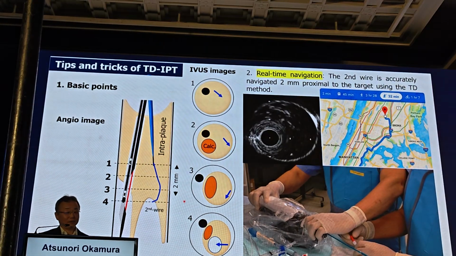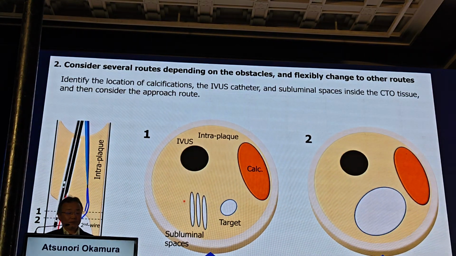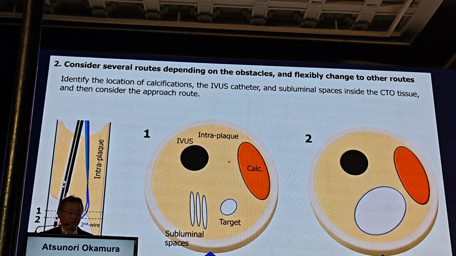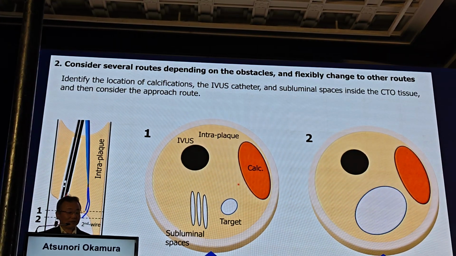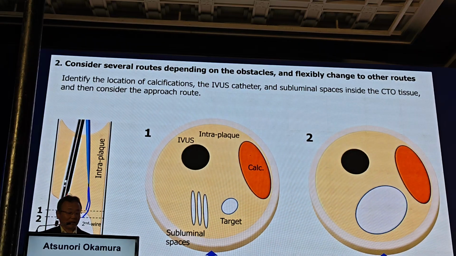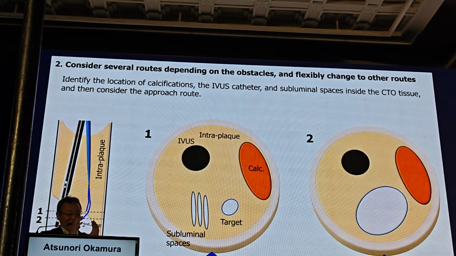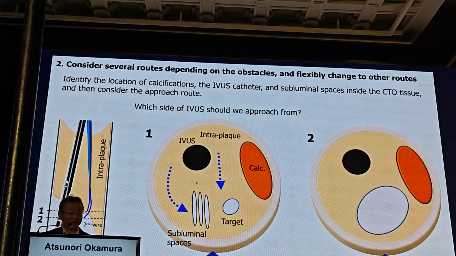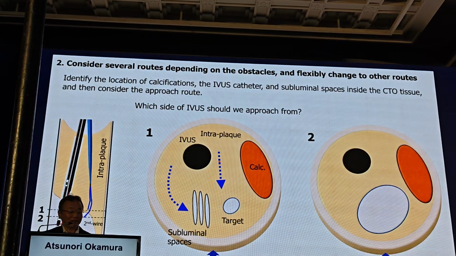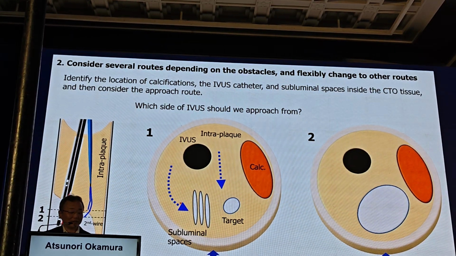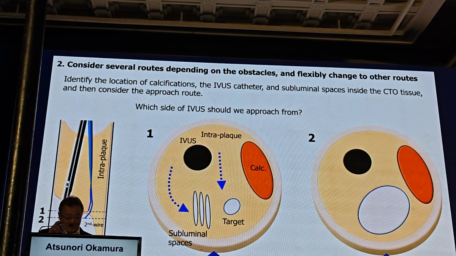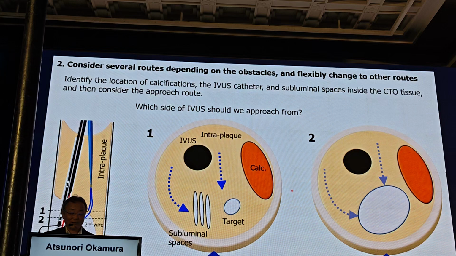This is like Google Maps navigation. So there are some tips. So this is IVUS, this is the calcification. IVUS divides the space into two parts, right side or left side. You have to consider whether the right side is better or the left side is better. In this situation, there are some luminal spaces, so it's better to choose the right side.